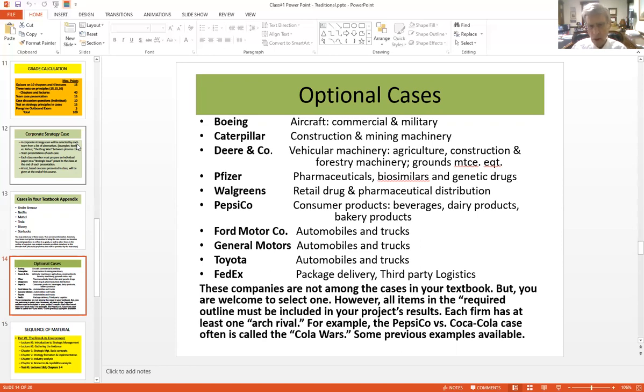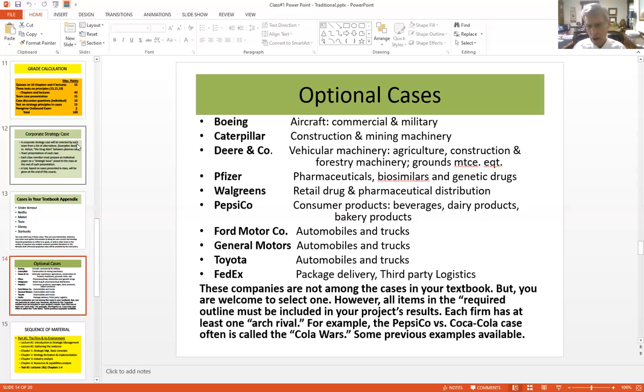But you can see that these are more industrial in nature. Boeing, the aircraft company, Caterpillar, the heavy equipment company, Deere and Company. You can see Deere and Caterpillar competing in one market segment. Then we've got some consumer products companies, Pfizer, Walgreens, PepsiCo, my old alumnus. And then the auto companies, which is where my consulting firm did a lot of work. You see three more auto companies. And finally, another industrial services company, FedEx.